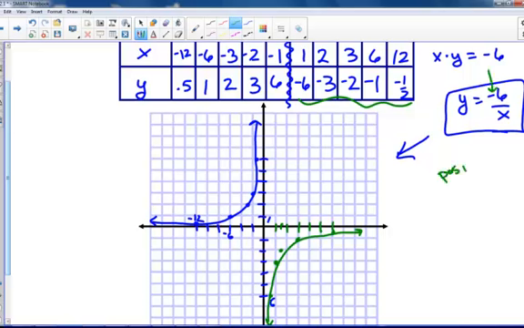A positive inverse, or a positive hyperbola, is in these 2 quadrants. Again, never touching the x or the y axis unless there's a shift. This is direct right here because there's nothing added or subtracted. So that's why it is perfectly not touching the axes. You could pick this whole thing up and shift it.